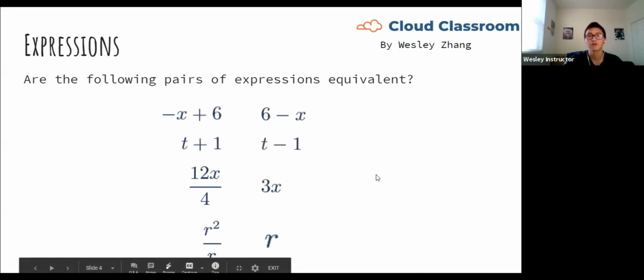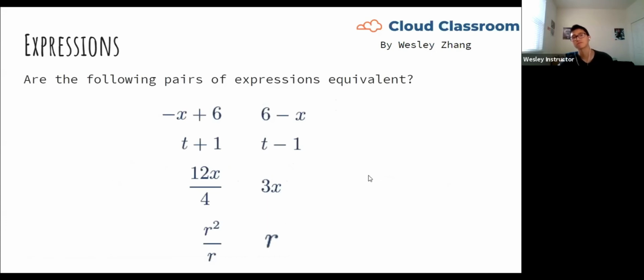All right, so are the following pairs of expressions equivalent? We have -x plus 6 and 6 minus x. One way, I guess the old-fashioned way, to test if expressions are equivalent is to plug in a number for a variable and see if they turn out the same. So plug in 1 for x: 6 minus 1, that's 5, and -1 plus 6, that's also 5. If you plug in any number for the variable, they will always be the same. So yes, the first pair is equivalent.